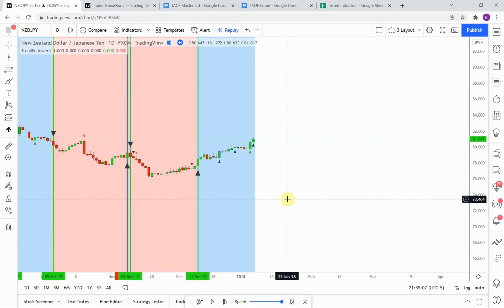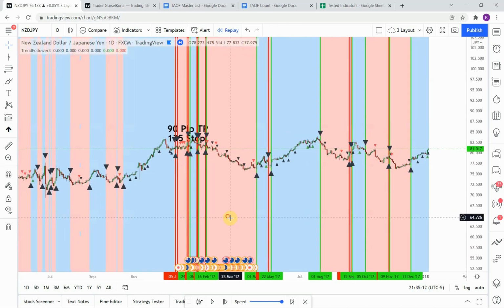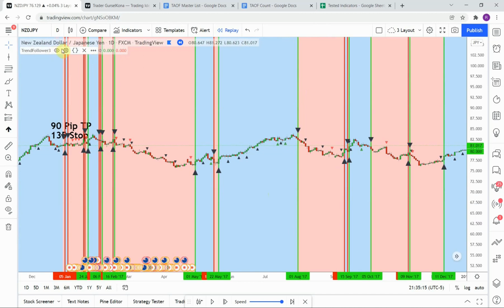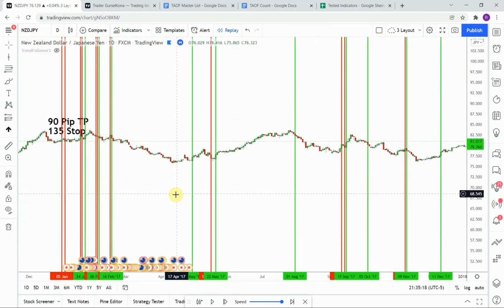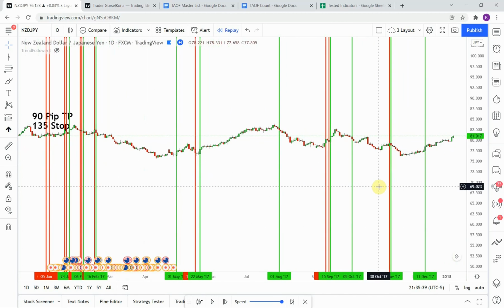All right, so let's go ahead and take a look at our indicator here. Actually, let's go ahead and turn off the indicator so that we can see a little bit better. There we go. Let's go ahead and count these out and see what we get out of this. So we have 1, 2, 3, 4, 5, 6, 7, 8, 9, 10, 11, 12, 13, 14, 15, 16, 17, 18, 19, 20, and 21. So we have 21 trades altogether.